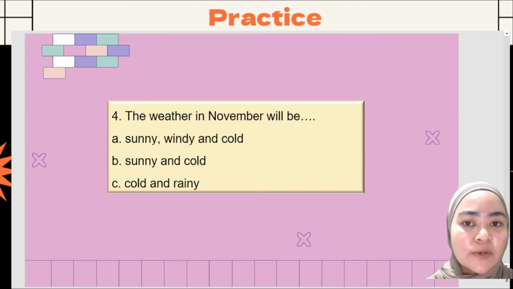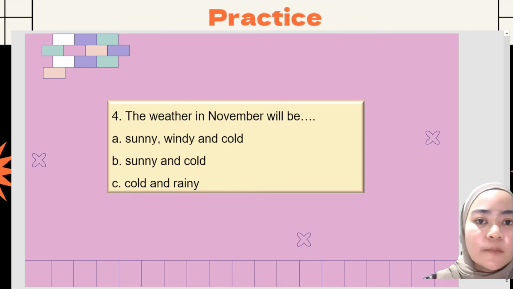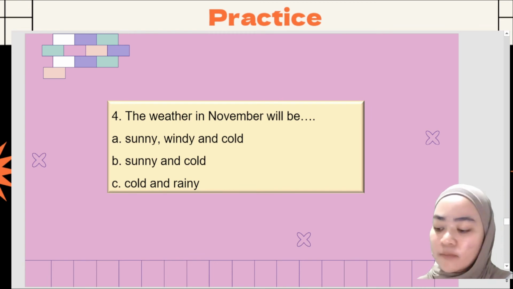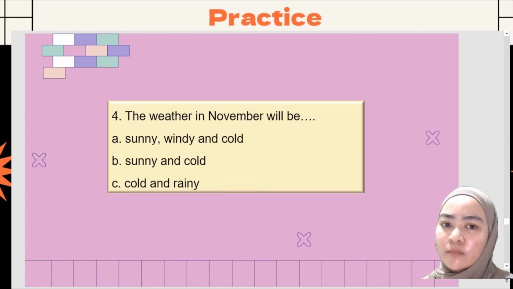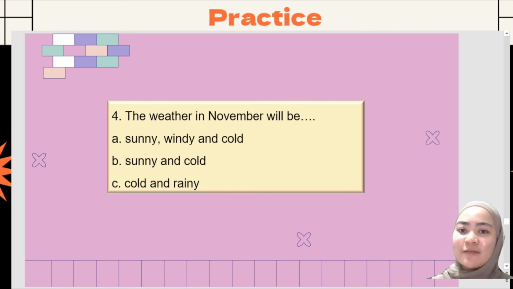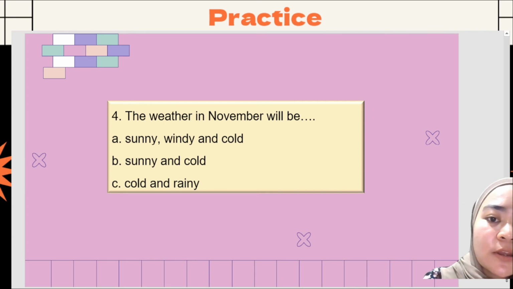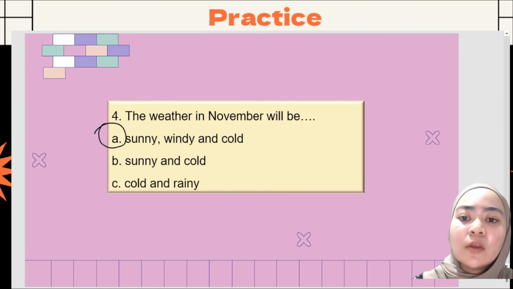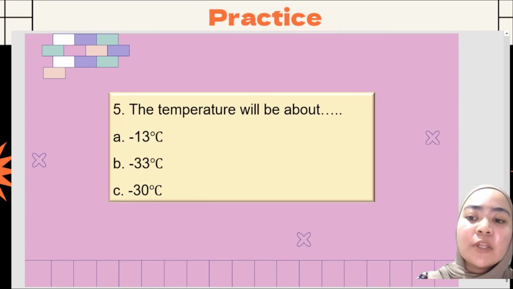Okay, please read the question. November will be sunny and cold. Sunny and cold. Alright. Thank you, Shahira Awatif. The answer for question number four is A. Okay. Sunny, windy and cold. Alright. Number four A, sunny, windy and cold.